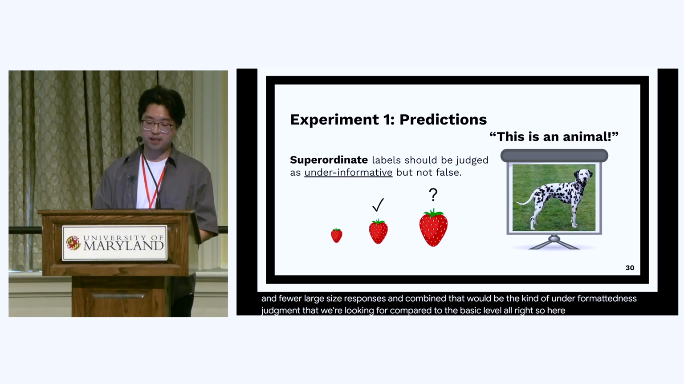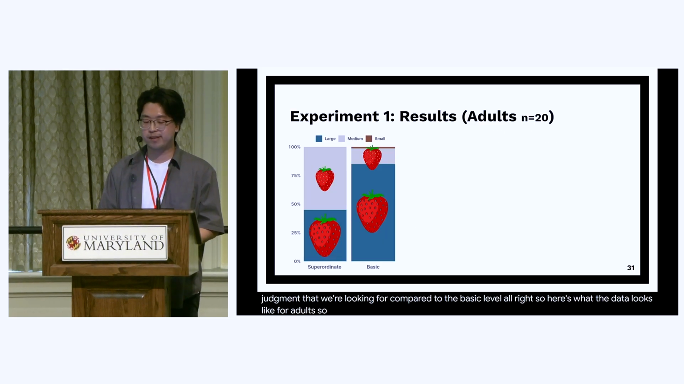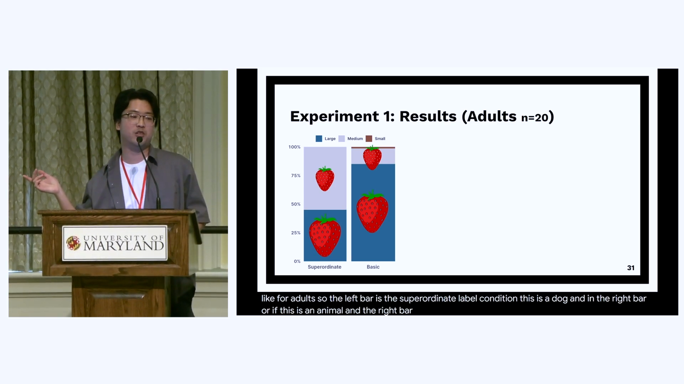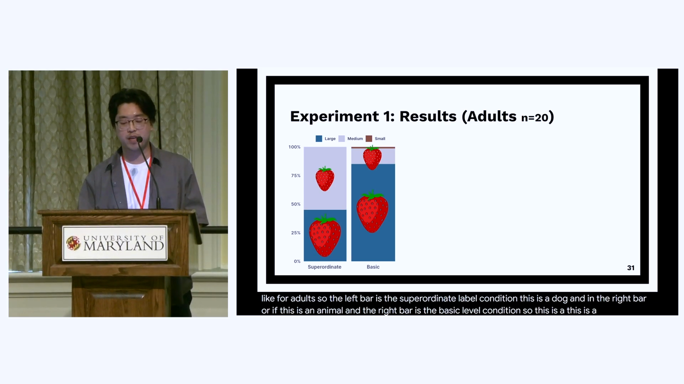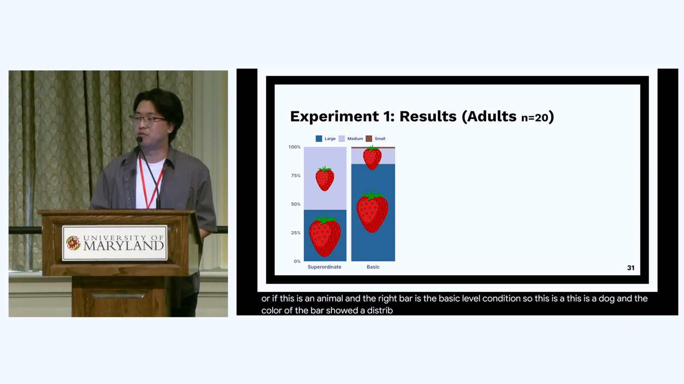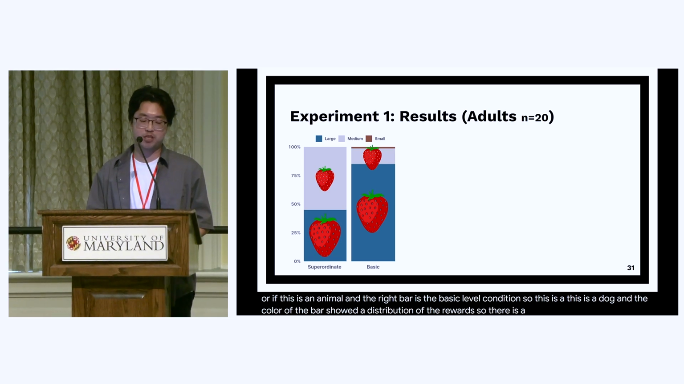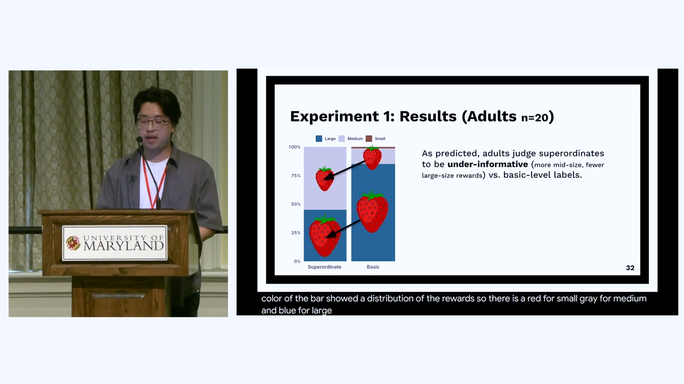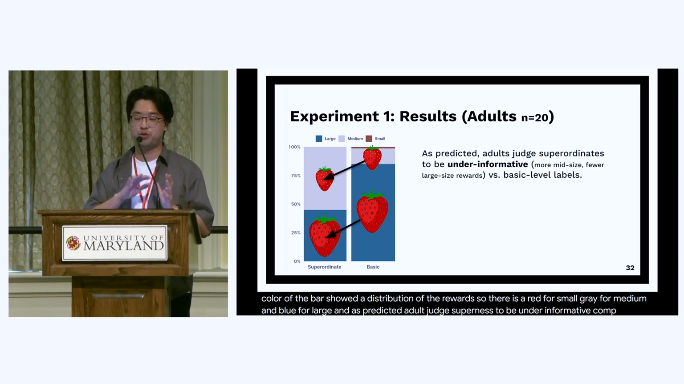And combined, that would be the kind of underinformativeness judgment that we're looking for compared to the basic level. All right, so here's what the data looks like for adults. So the left bar is the superordinate label condition, this is an animal. And the right bar is the basic level condition. So this is a dog. And the color of the bars show the distribution of the rewards. So there's red for small, gray for medium, and blue for large. And as predicted, adults judge superordinates to be underinformative compared to the basic level.